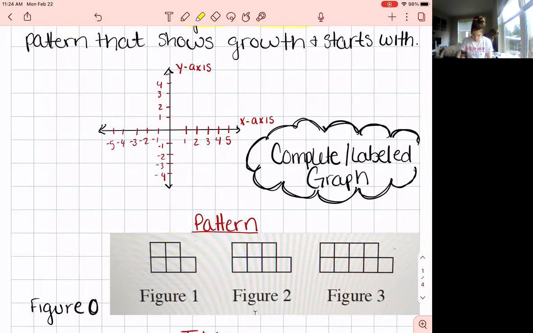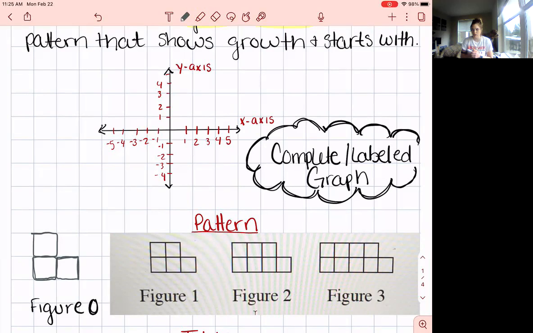So starting with what figure 0 might look like, to me, this pattern just adds 2 to the end every time. So if I take 2 off from the end, I believe that figure 0 should look just like a little L. Should have just 2 stacked here and just 1 off the edge here. So hopefully, do you guys agree with me?